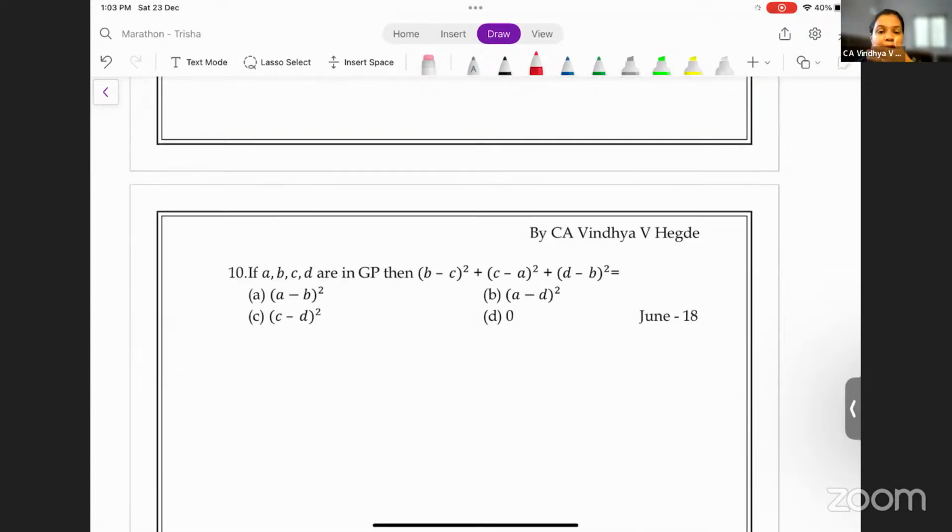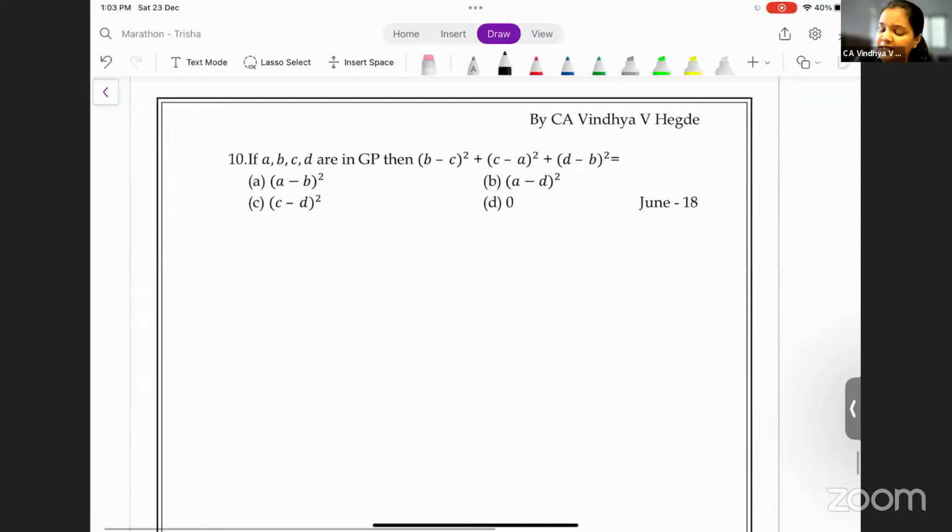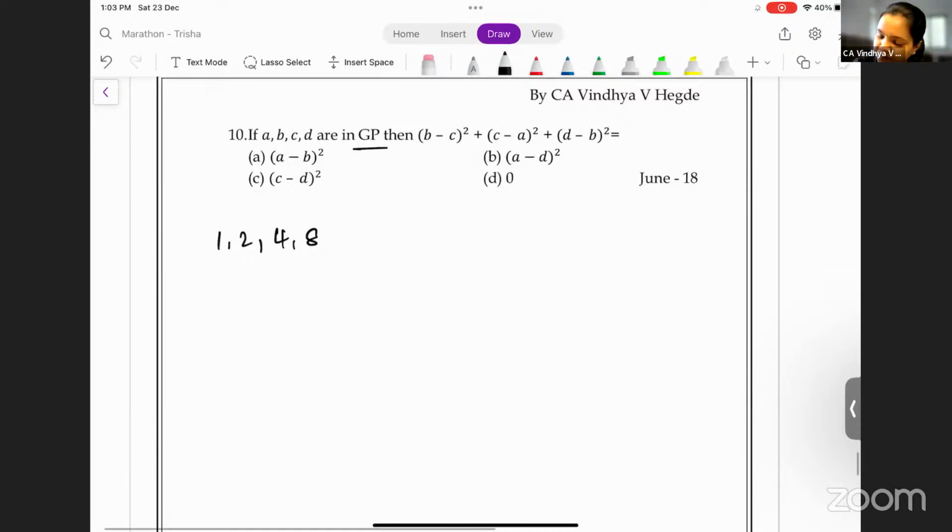It's given A, B, C, D are in GP. B minus C the whole square, C minus A the whole square plus D minus B the whole square is equal to. In such type of a question, I would recommend you to assume values for A, B, C, D. Simple. It's given that they are in GP. So I'll consider 1, 2, 4 and 8. 1, 2, 4, 8 is in GP, no? 1 into 2, 2, 2 into 2, 4, 4 into 2, 8.